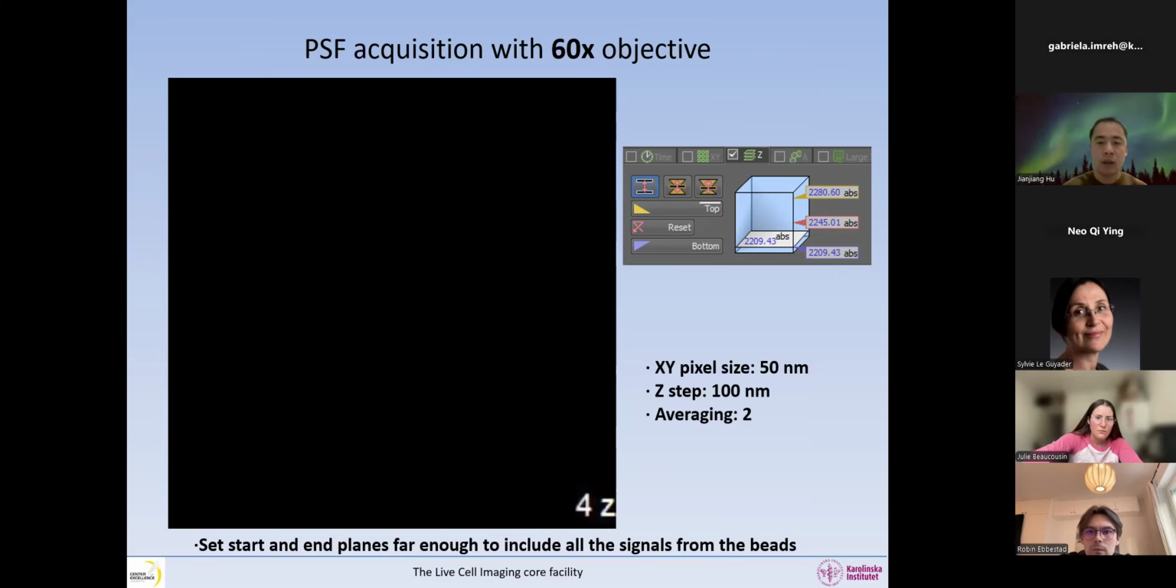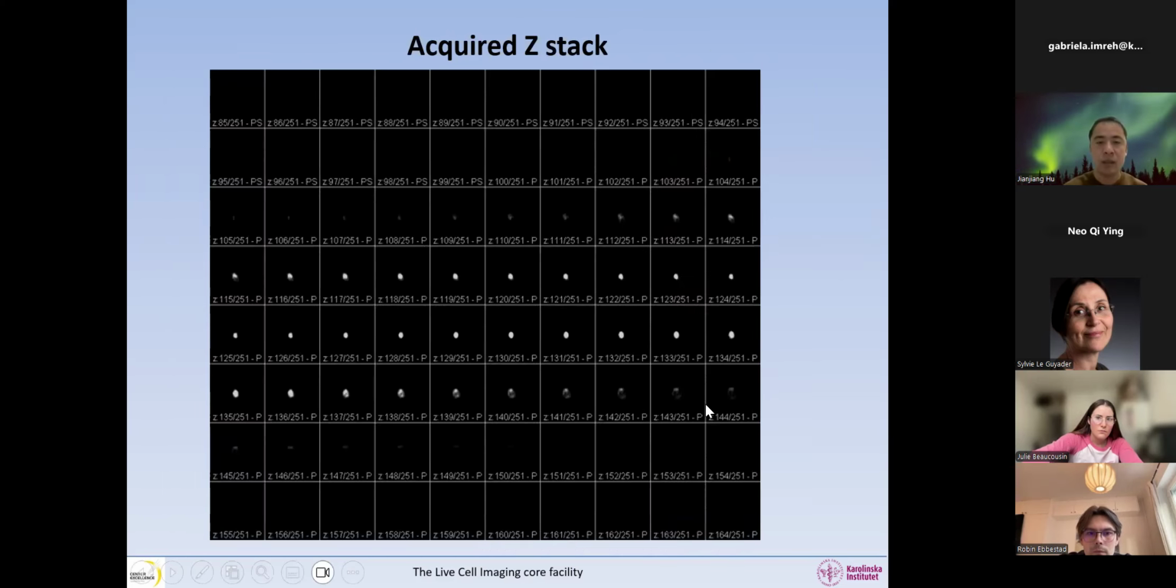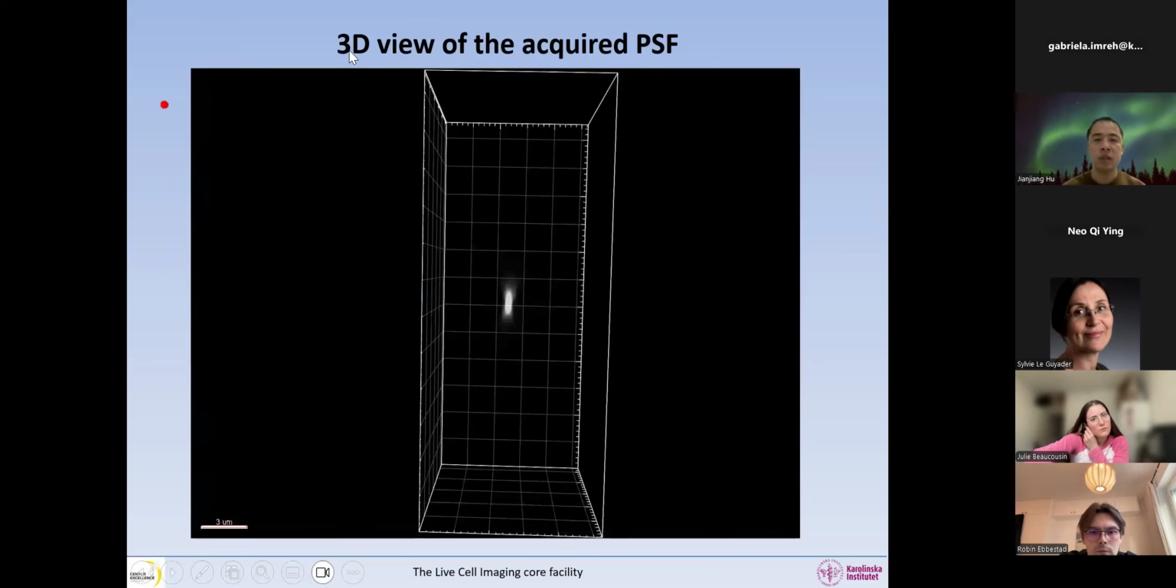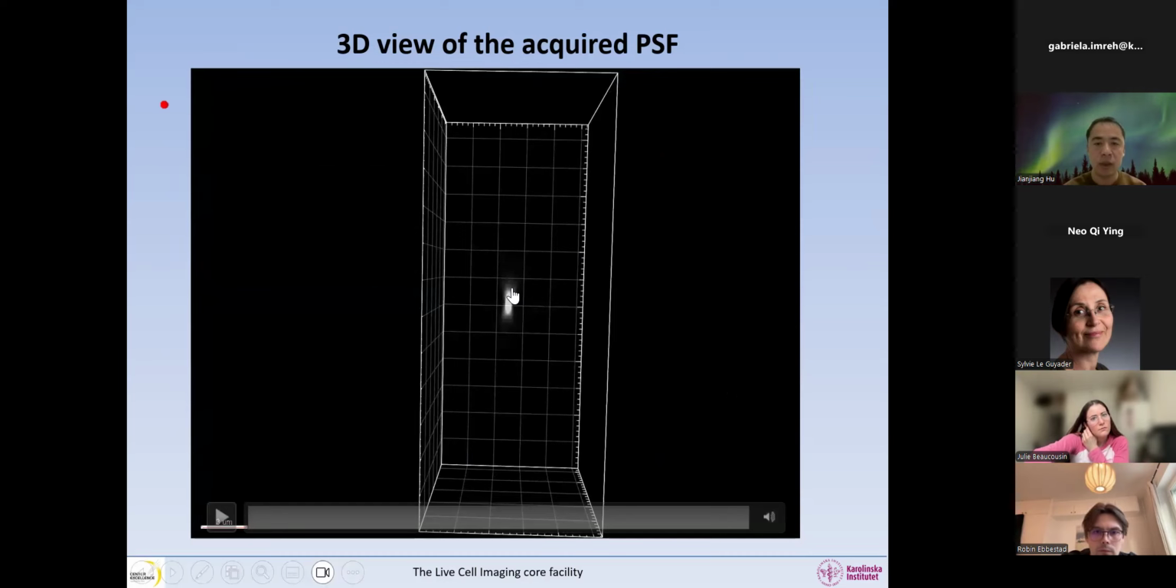After getting this stack, in the orthogonal view we can see that the point spread function starts from here and ends around somewhere here. Then we can have the 3D reconstructed view of the acquired point spread function. And this is another movie that helps us to see this acquired image.